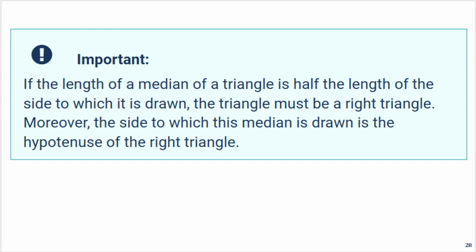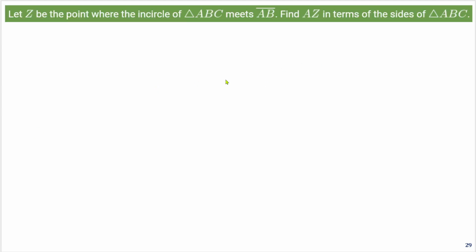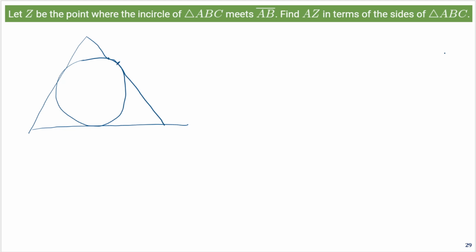Alright, then let's consider another problem. If we let Z be a point where the incircle of triangle ABC meets segment AB, can you find AZ in terms of the sides of triangle ABC? So basically we have an inscribed circle. Then let's draw the corresponding triangle. So these are the points of tangency. Let's call them X, Y, and Z.